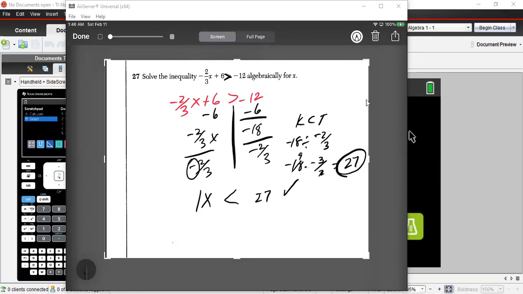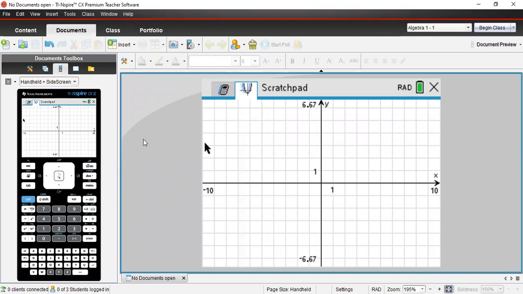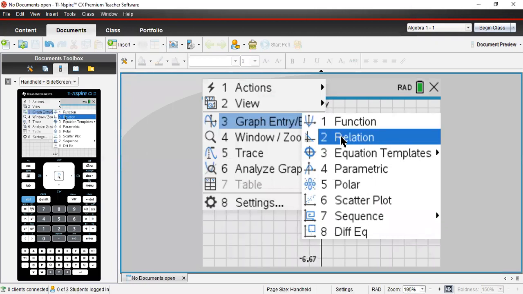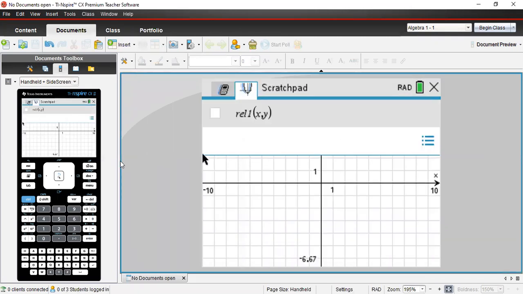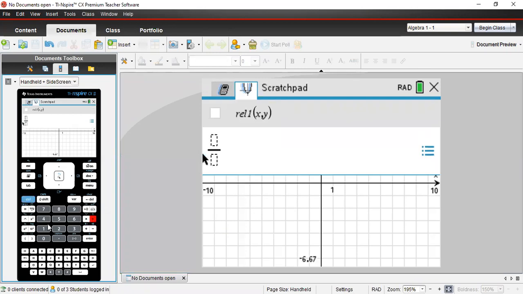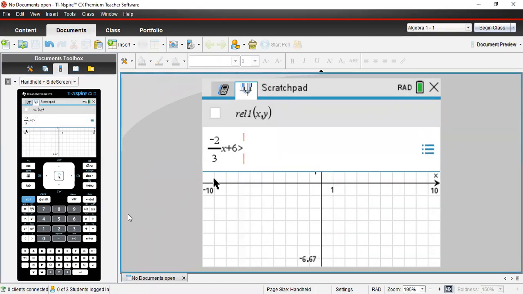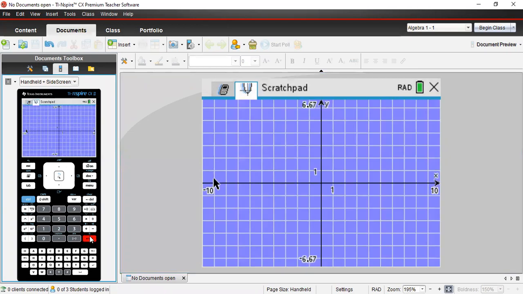All right, now I'm going to show you how to graph it. I'm going to go to the graph. I can't graph it as a function, but I can graph it as a relation. So I'm just going to key this in. Control divide, it's going to be negative 2/3 x plus 6, and then we're going to say it's greater than a negative 12. And then we just put this into the calculator.